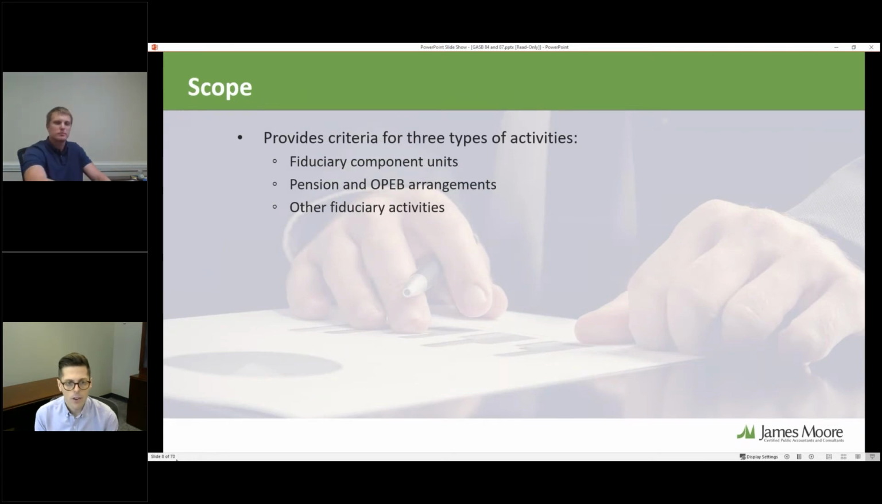So the scope, it provides criteria for three types of activities: fiduciary component units, pension and OPEB arrangements, and other fiduciary activities. And really what that means is we won't have the term agency fund anymore. They're going to call that custodial funds. Some of you may be aware, but that is some of that type of other fiduciary activities that you're used to presenting in fiduciary statements that will have a little bit more concrete criteria moving forward. Fiduciary component units, of course, we'll go through explaining those as well.